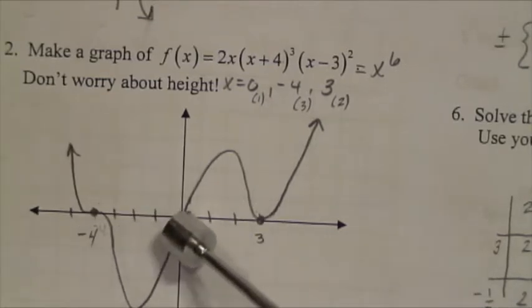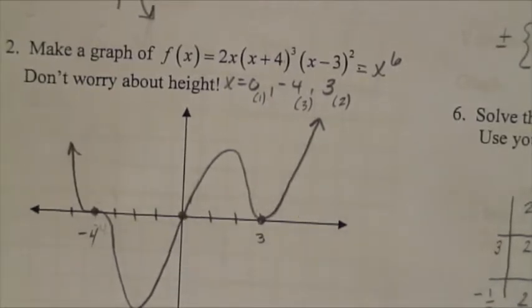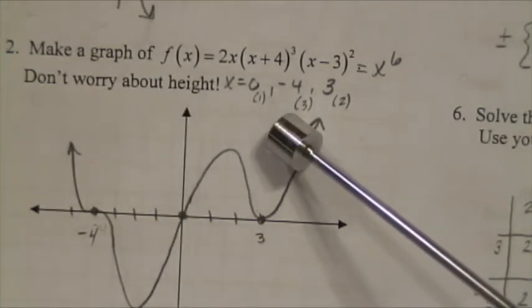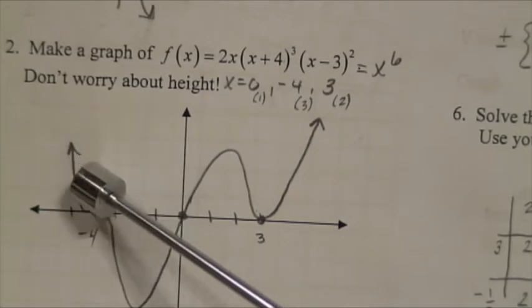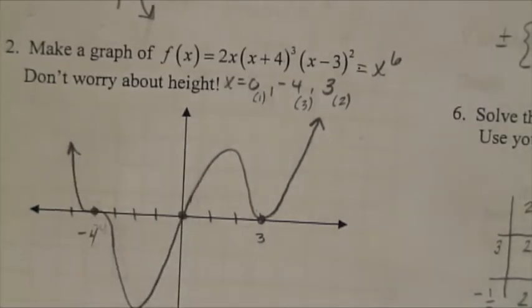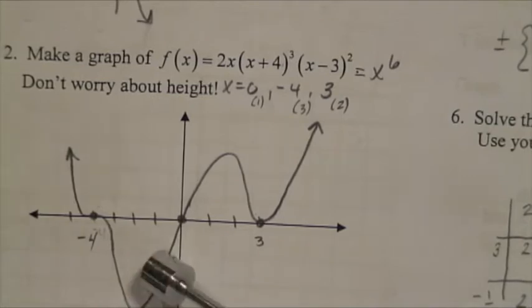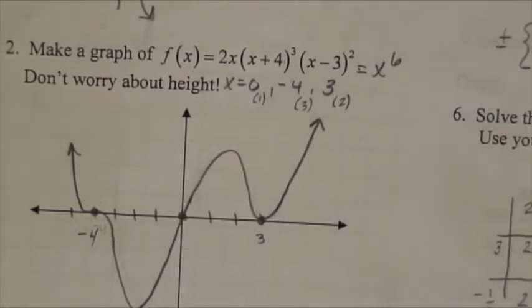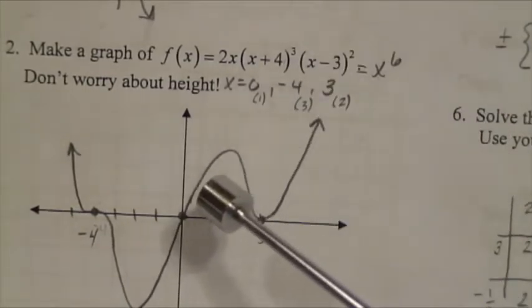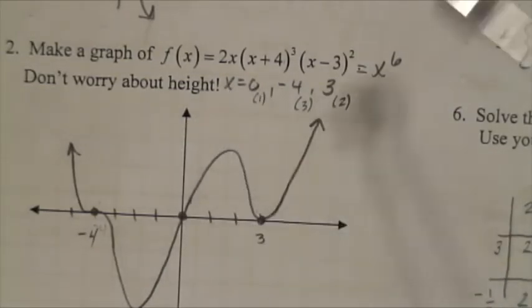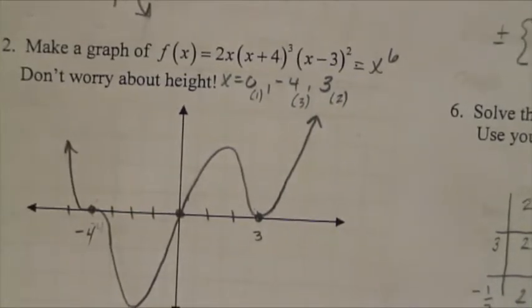Negative 4, 0, and 3, obviously in numerical order. As I come down here to the left, since negative 4 has to occur 3 times, it has to look like a cubic curve right in there. Then we're going to turn and go down. We're going to turn and come back up. Go through 0 once because it only occurred once. We'll go up, turn back down, make a parabola shape where 3 is at the vertex. We head back up, and that's my graph.